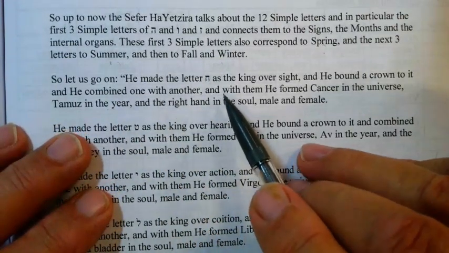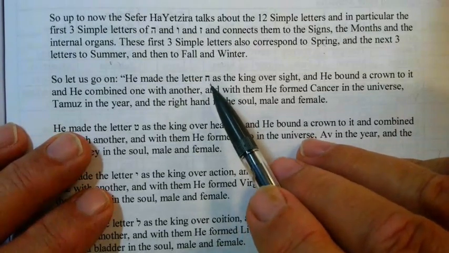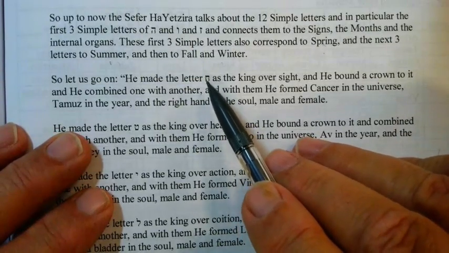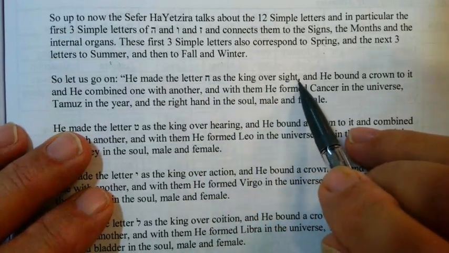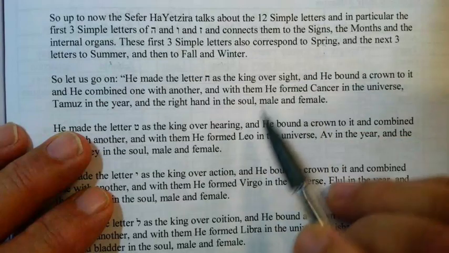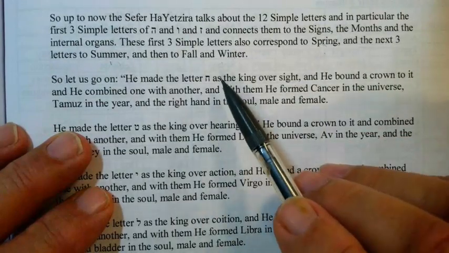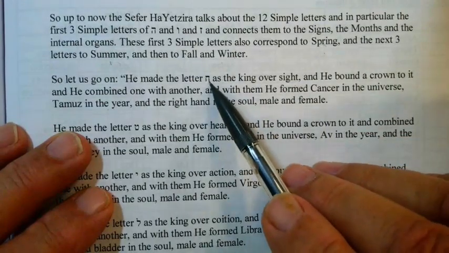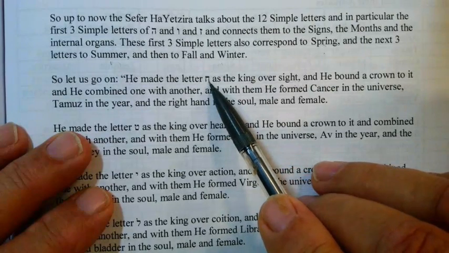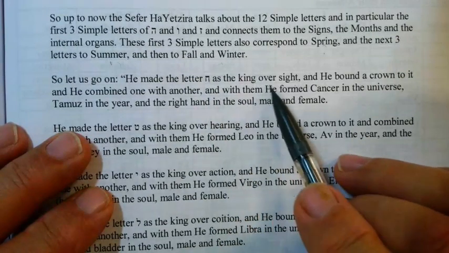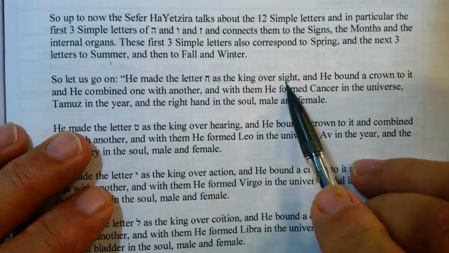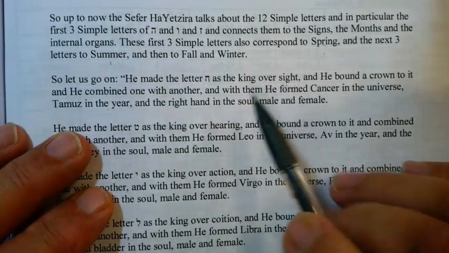He made the letter Chet. Chet, you see what it's built like, right? It's like a top or a cap, as the king over sight. And he bound a crown to it. Now, what does Chet have to do with sight? The word for a prophet or a seer is a Chozeh, which begins with this letter. But that's all I've got on this. I don't see it connected to sight other than this being seeing. And he bound a crown to it.